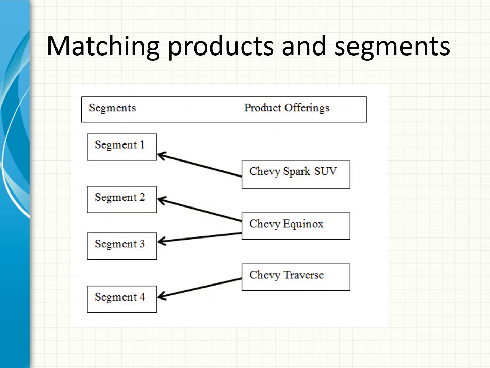Here's an example. So I have segments 1, 2, 3, and 4 here, and these could be any kind of segments that you would like. And the product offerings I have on the right-hand side here are different kinds of SUVs from Chevrolet: the Chevrolet Spark SUV, the Chevrolet Equinox, and the Chevrolet Traverse. And so the argument here is that Chevrolet has different kinds of SUVs because there are different segments. One product is geared towards a segment, and in terms of the Equinox, maybe there are two or three segments that they try to reach with that same product, and then maybe there's another segment that's the focus of the Chevrolet Traverse.